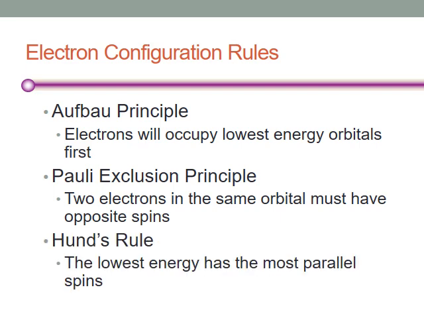Another rule involving spin is Hund's rule. It says that the lowest energy configuration has the most parallel spins. We'll explain what spin is here in a minute in terms of electrons, then we'll work some examples of orbital diagrams, and we will see these rules in action.